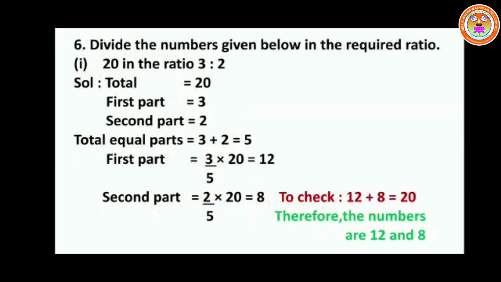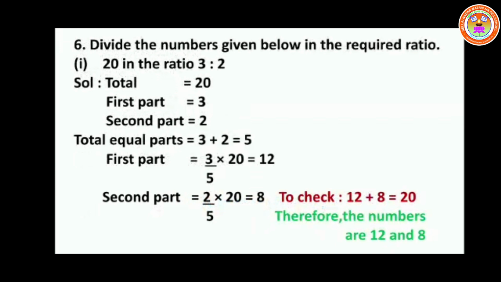Okay, now take the first part. What is the first part? 3. So 3 divided by the total equal parts, how much did you get? 5. So 3 by 5 into the total 20. Now you can cancel 20. How many times will it go in the 5 table? 4 times. So you just cancel it. 5 fours are 20. Now 3 fours are, what is your answer now? 12. So 12 is your answer. Now the same thing, the second part you take. 2 by 5 into 20 equals 8. Again 2 by 5, that is your second part.